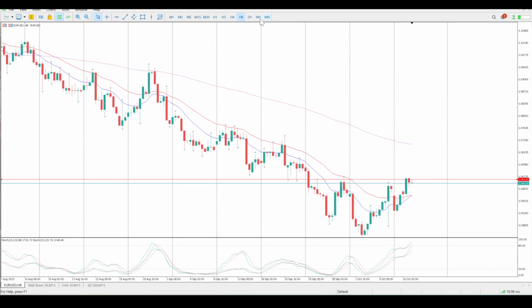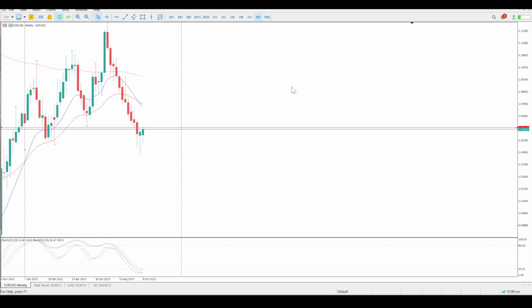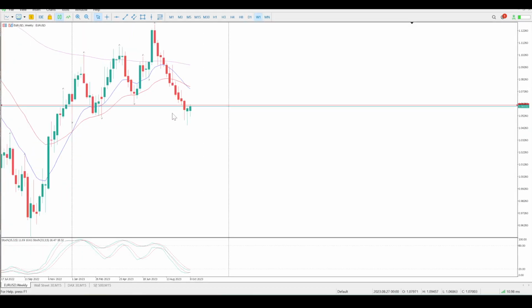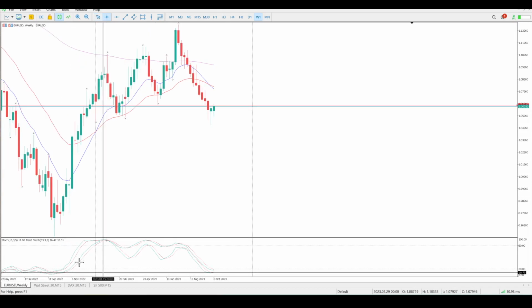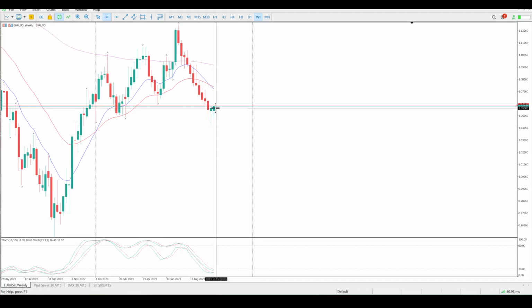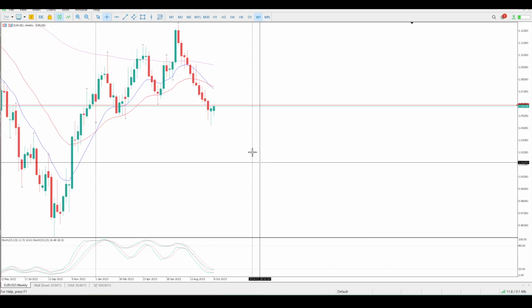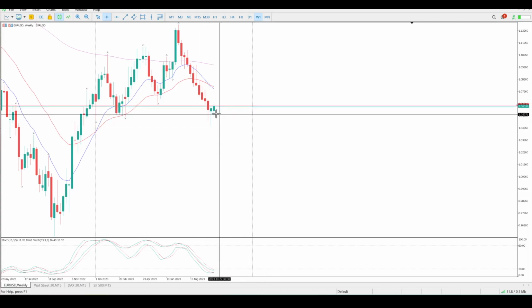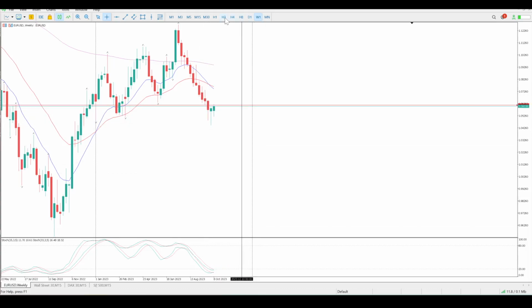The one thing that you do need to be very conscious of is this tweezer bottom here, with the oscillators grouped to the downside quite aggressively, and also a double bottom sort of attempt here from the previous swing low to where we are now. So I'm a little bit cautious about jumping in short here, just based on what we're seeing right now.